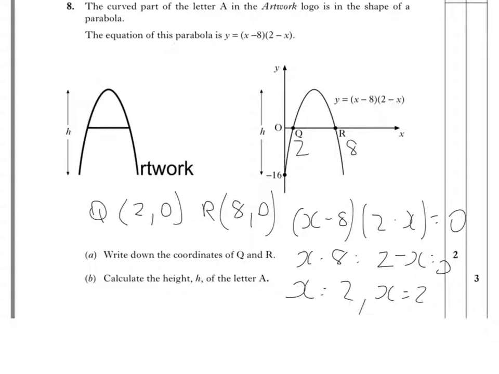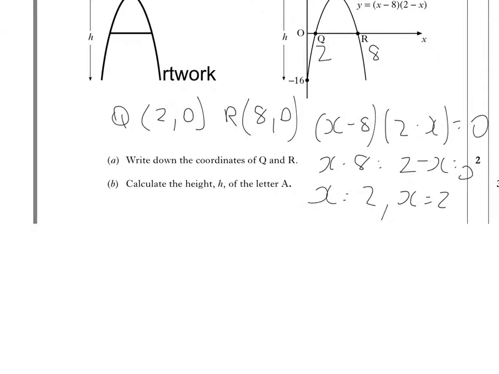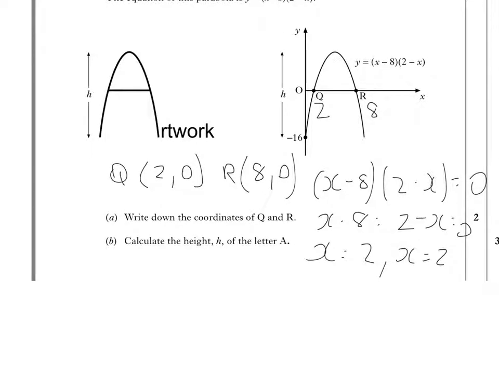Part B then says calculate the height of the letter A. Now, the height is between here and here, the top and the bottom of the shape. So we know that the shape goes down to minus 16. We need to find out what it goes up to. So we're looking to find its peak height. Its peak height, I would interpret, lies halfway in between 2 and 8. So the peak height is going to be given when x equals 5.